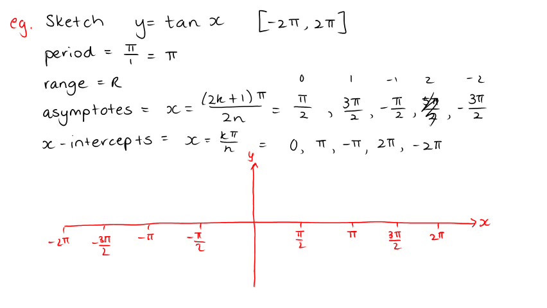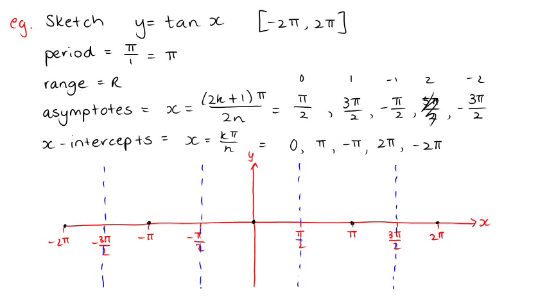And now we're just going to start by drawing in our asymptotes. So we've got one at x equals pi on 2, so we can draw in our asymptote. We've got one at 3 pi on 2, draw in that one. We've got one at negative pi on 2, draw in that one. And we've got one at negative 3 pi on 2. Right, x-intercepts, we've got one at 0 here, got one at pi, 2 pi, negative 2 pi.